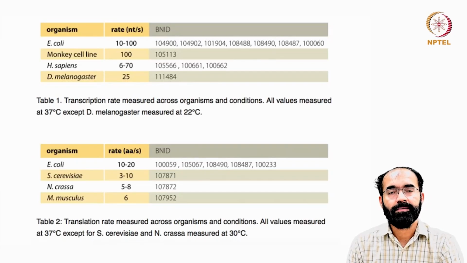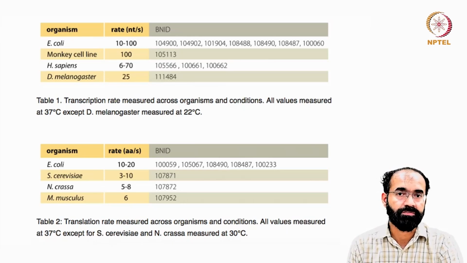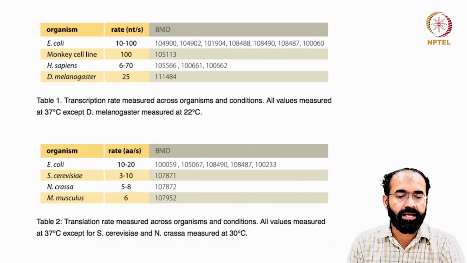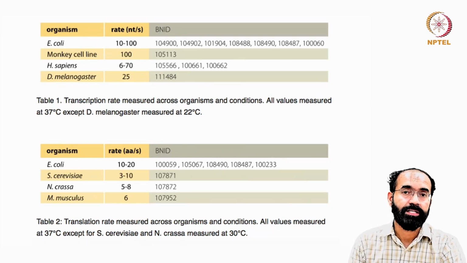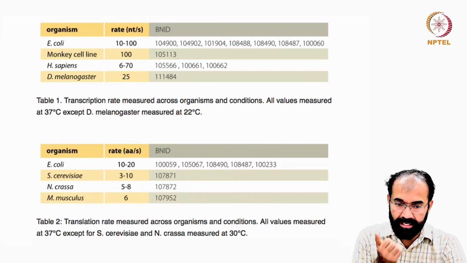Now let us see a little bit more in detail about the organisms and their rate of DNA and RNA replication, protein synthesis, etc. In E. coli, the rate of nucleotide synthesis per second is 10 to 100. Okay, so that is the rate of nucleotide synthesis. In some cell lines, like a monkey cell line, it is around 100 nucleotides per second. In humans, on average, it is 6 to 70 nucleotides per second. In Drosophila, it is averaging around 25 nucleotides per second. That is the rate of synthesis.